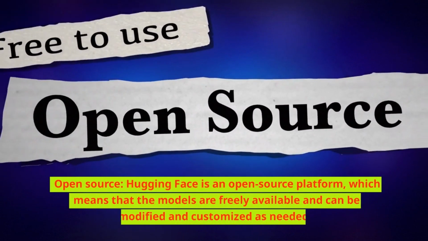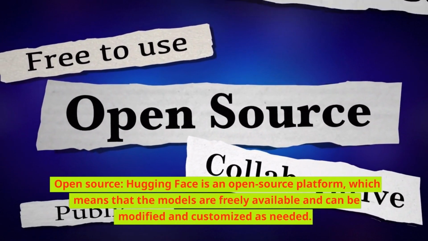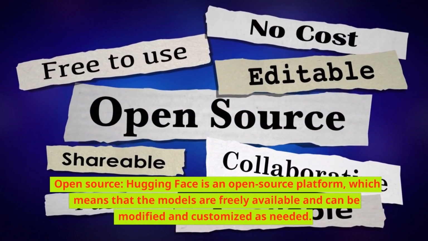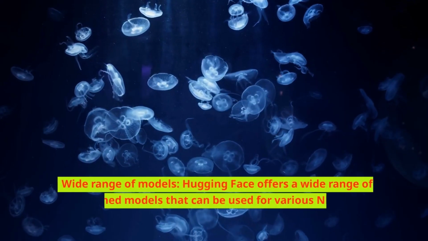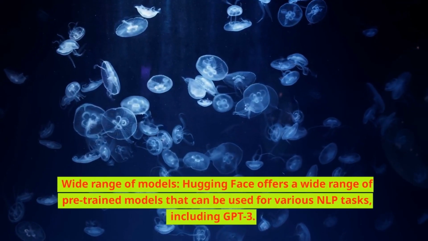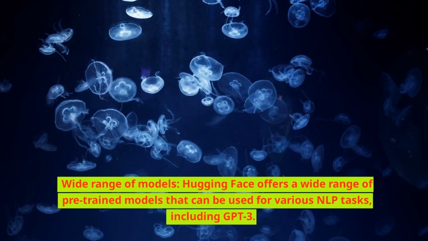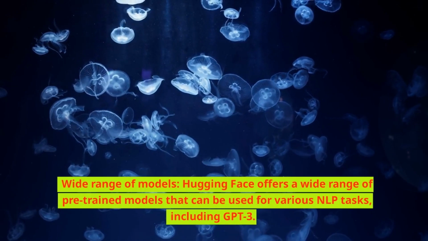Pros of Hugging Face. Open source. Hugging Face is an open-source platform, which means that the models are freely available and can be modified and customized as needed. Wide range of models. Hugging Face offers a wide range of pre-trained models that can be used for various NLP tasks, including GPT-3.